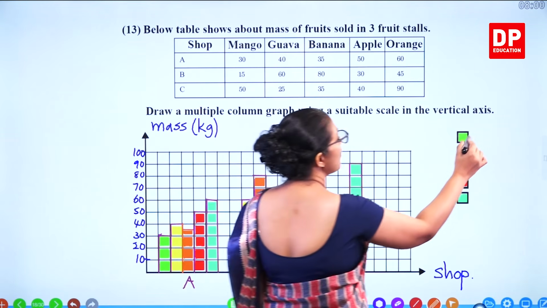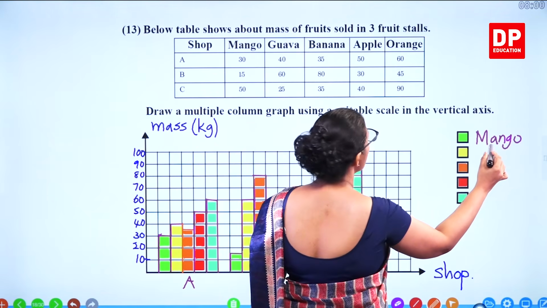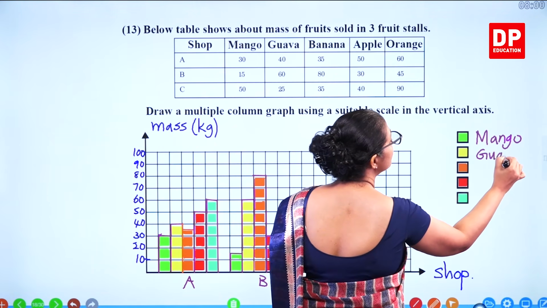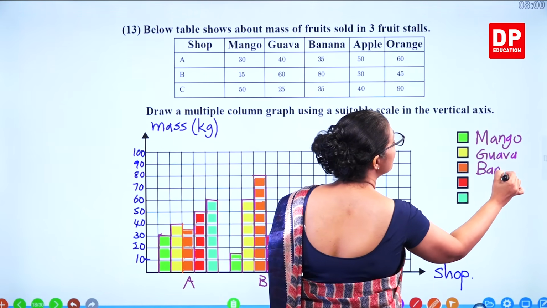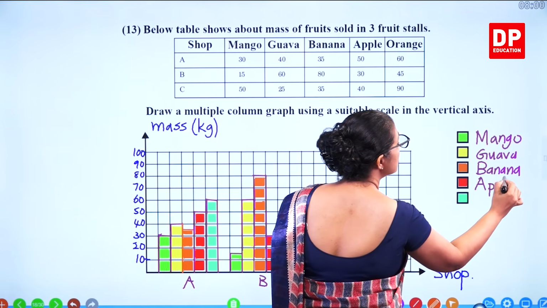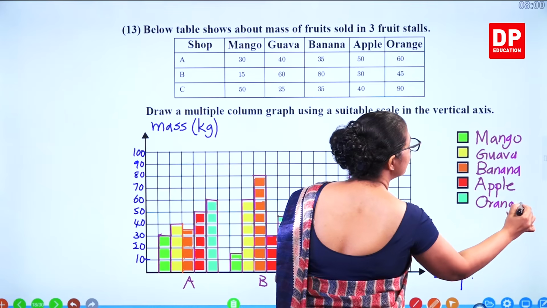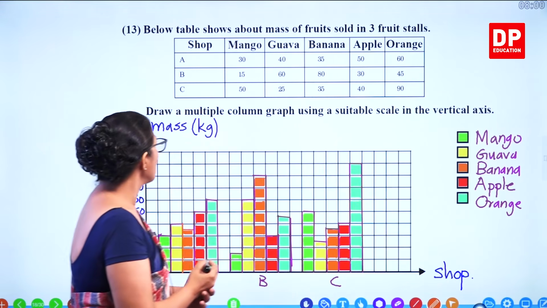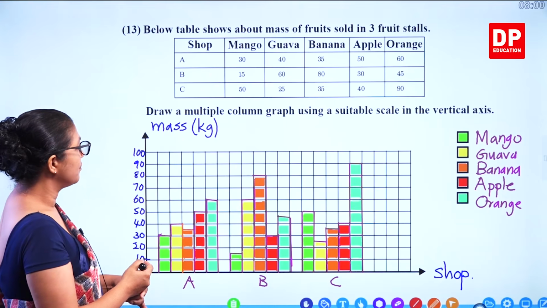these ones mango, guava, banana, apple and orange. So this is the multiple column graph.